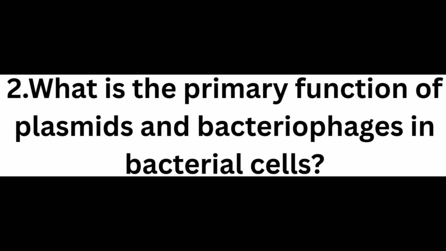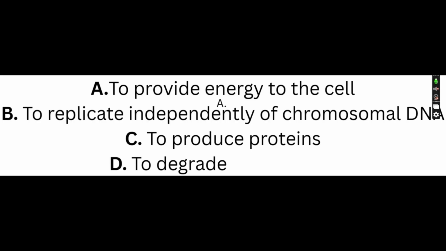Question 2. What is the primary function of plasmids and bacteriophages in a bacterial cell? Option A, to provide energy to the cell. Option B, to replicate independently of chromosomal DNA. Option C, to produce proteins. Option D, to degrade foreign DNA. And the answer is B, that is, to replicate independently of chromosomal DNA.